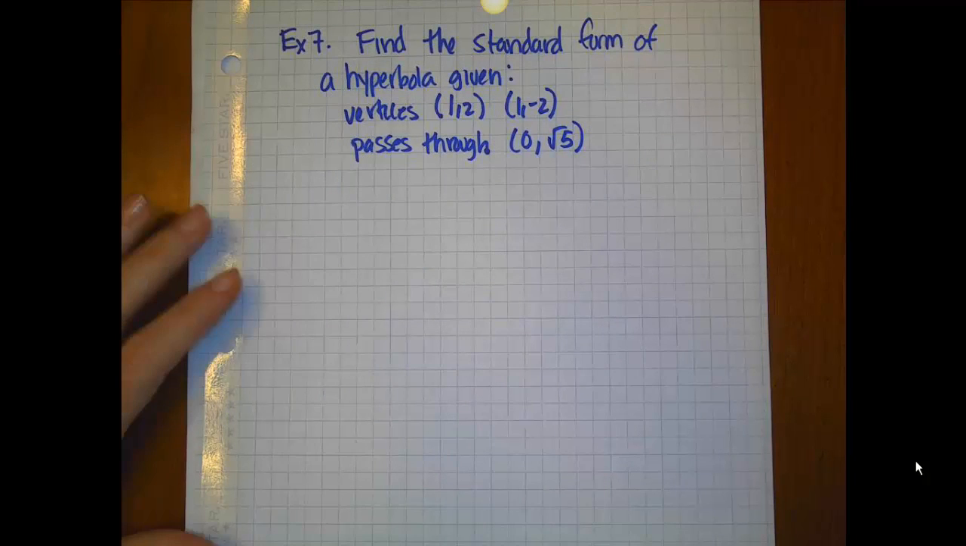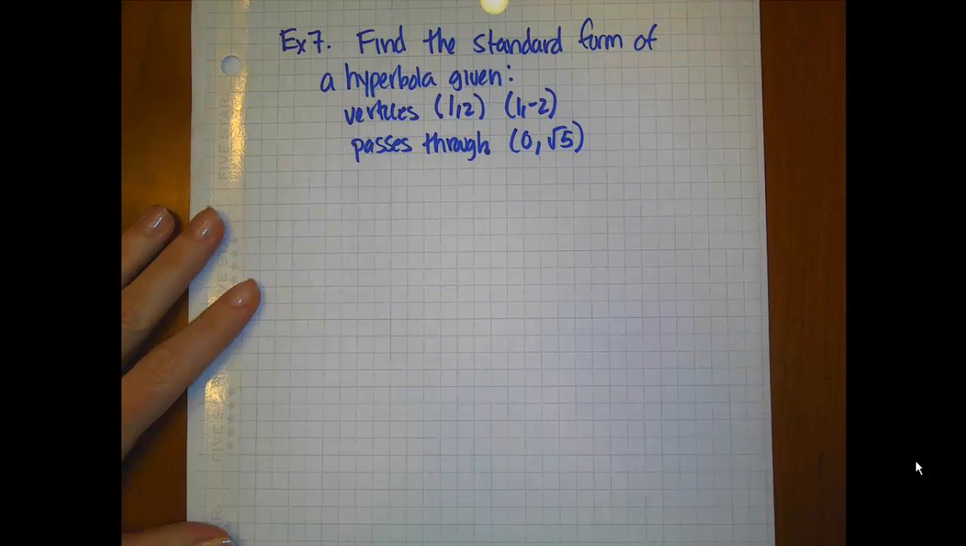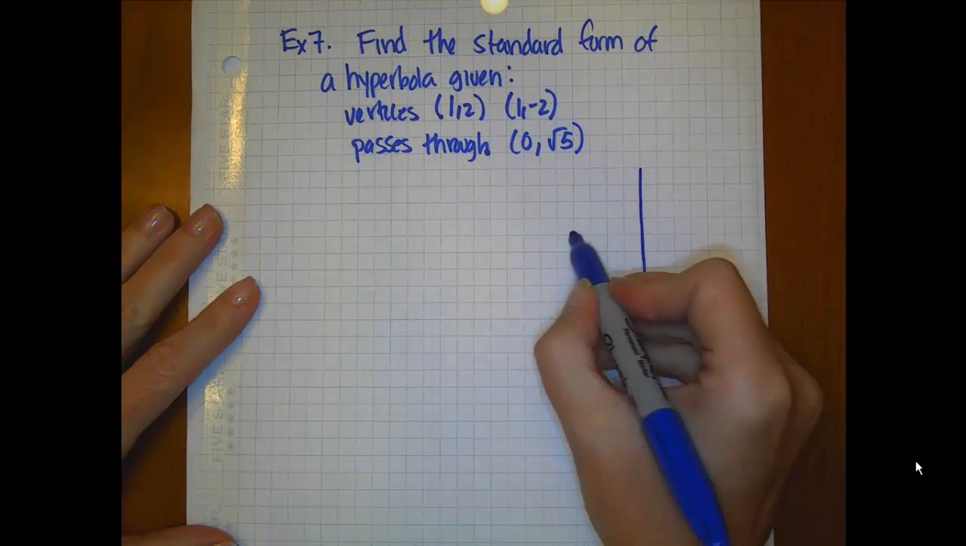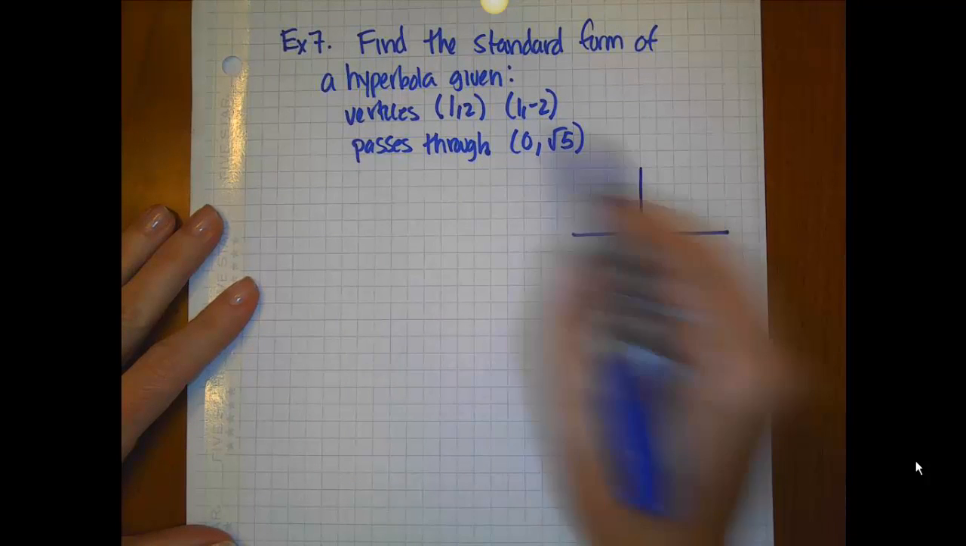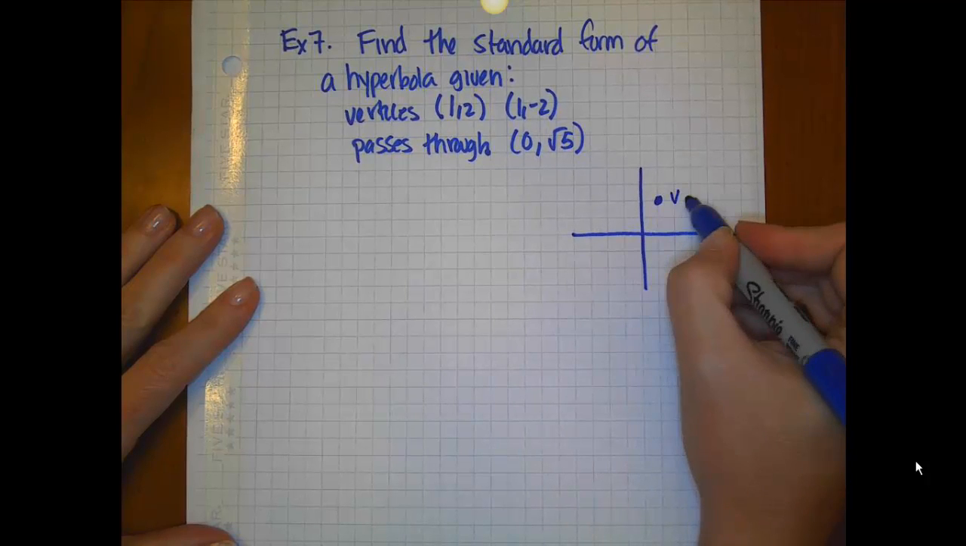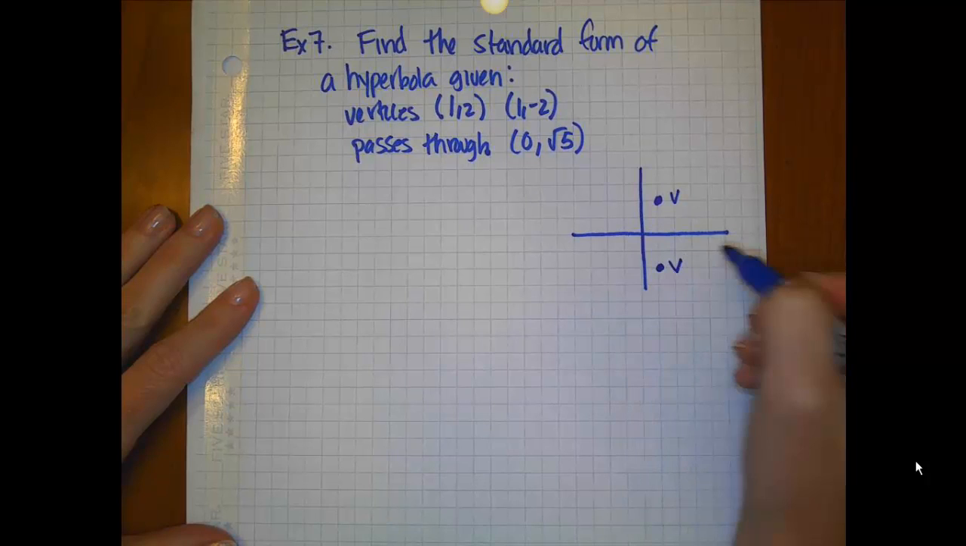We're going to find the standard form of the hyperbola, and now we're given the vertices and a point that it passes through. So if I want to just try to get a visual of what's going on with this problem, if I graph (1, 2), there's a vertex, and if I graph (1, -2), there's a vertex.